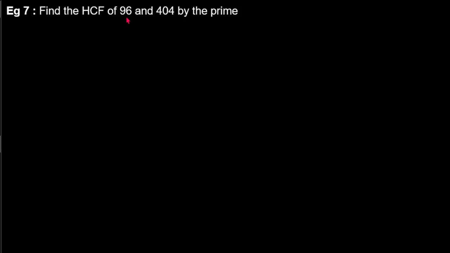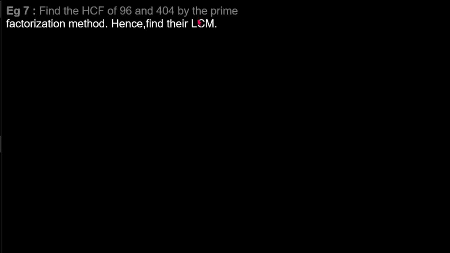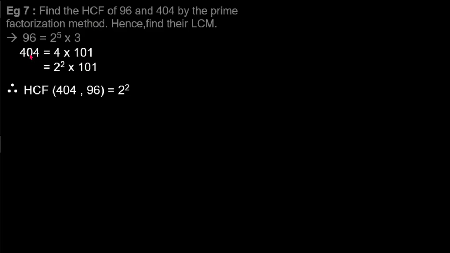Let us take an example in this direction. Find HCF of 96 and 405 by the prime factorization method. Hence, find their LCM also. So first we have to find HCF. We are given two numbers, and then we have to find LCM also. So how do we find HCF? First we have to represent them in prime factorization. So if you go on dividing 96 by 2, you will get that it is divided by 2 five times. So 2 raised to power 5 into 3. This you can do in rough. I am writing directly as of now.